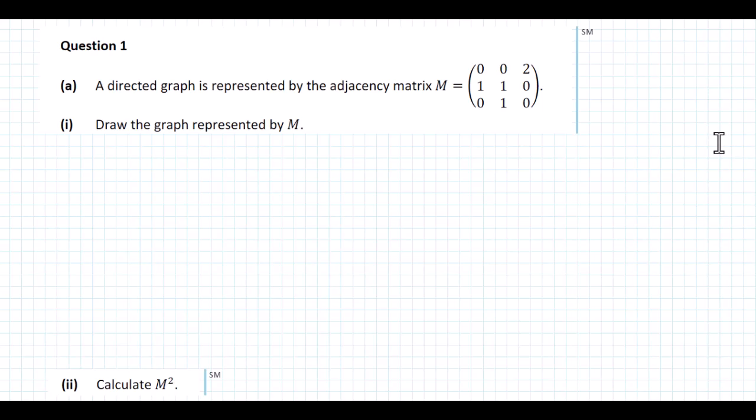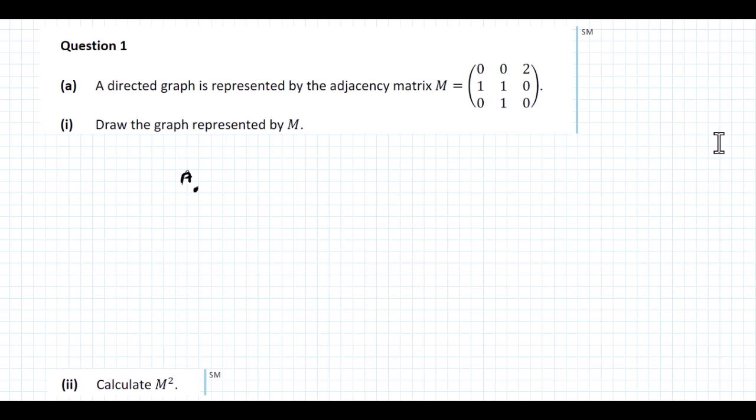So the way this works is you've got A, B, C down along here, and you've got A, B, C along here. And we've just got to draw the graph represented by these three nodes. So let's have a look at that. So from A to A, there are no paths. So we're just going to draw A here.